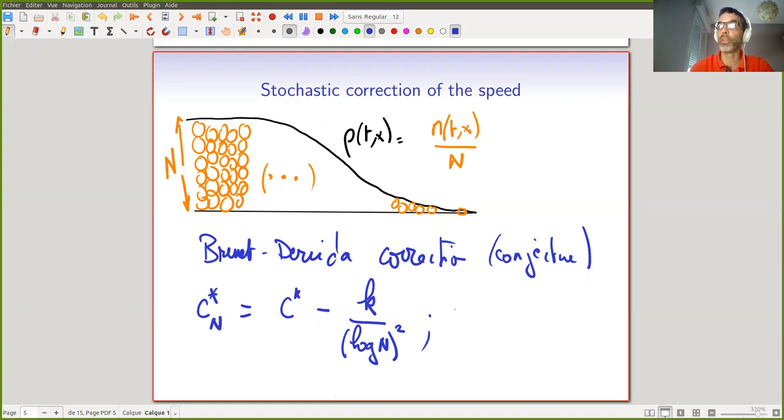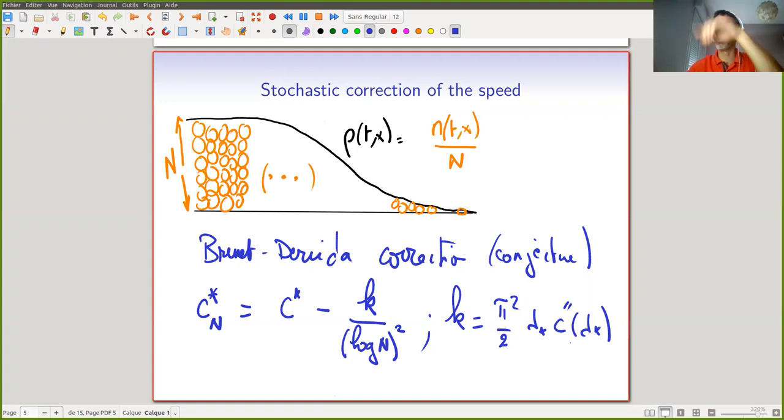And this constant k is not that important, but just to have it in mind, it's pi squared divided by 2, and then you have something which depends on your problem, which is lambda star, so your rate of decay, times the value of the second derivative of c at the minimal point. So as I said, it's something which is around the minimal point.